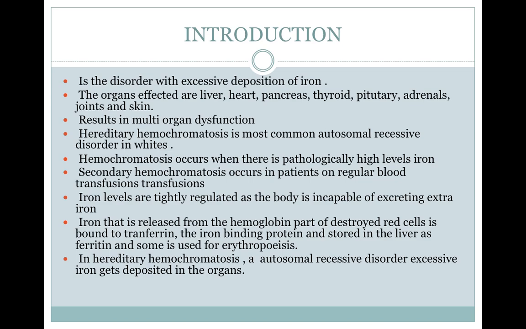Iron released into the plasma is bound to the iron binding protein, that is transferrin, and carried to the liver where it is stored as ferritin. Some of the iron is utilized for erythropoiesis. When there are pathological levels of iron in the plasma, it leads to hemochromatosis.